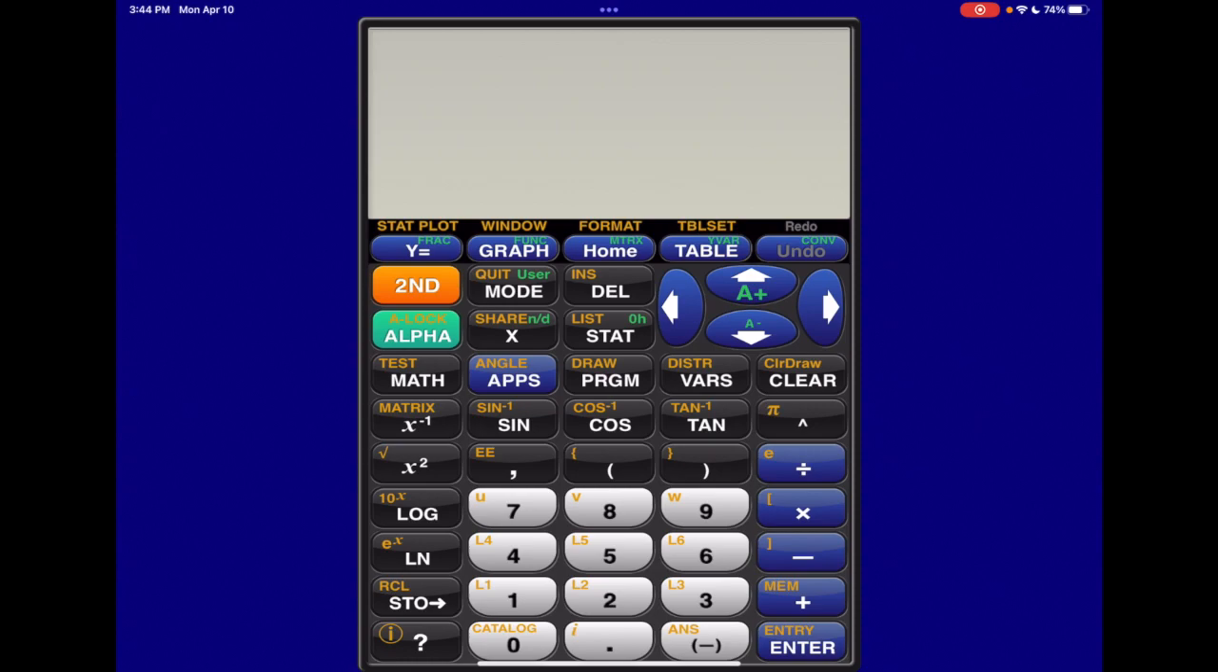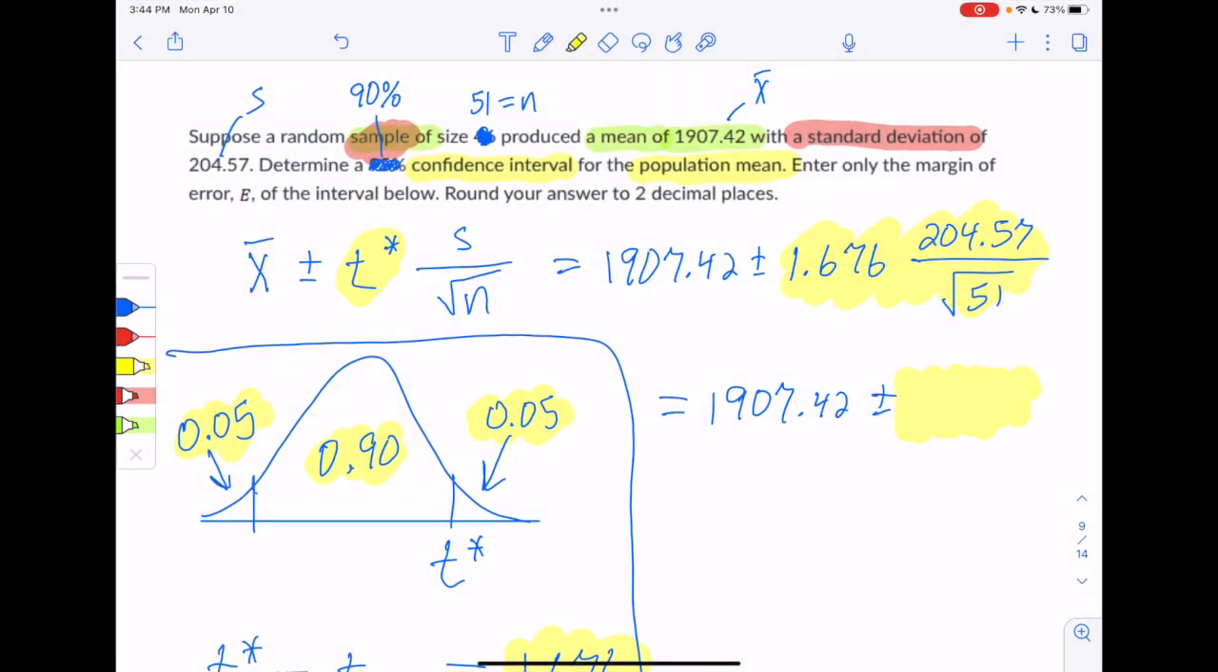All right, so we start off with that t star, 1.676, times the sample standard deviation, which was 204.57, divided by the square root of our sample size, which was 51. We want to match the number of decimal places on this with our point estimate. Our point estimate was 1907.42, which had 2 decimals, so we want 2 decimals on this as well, which looks like 48.00, but those zeros are followed by a 9, so we have to round up, and that's going to be 48.01. So switching back over to here, that's going to be 48.01 for our plus or minus piece.